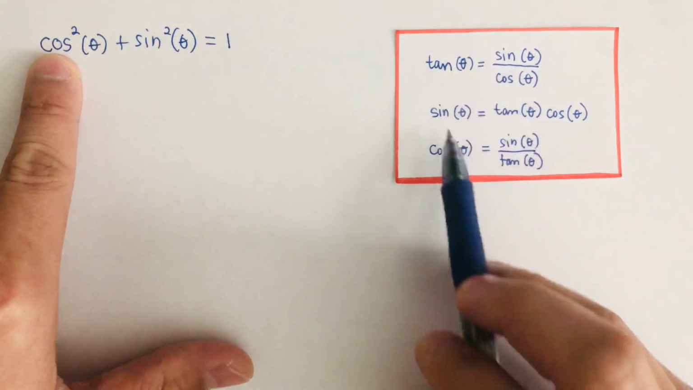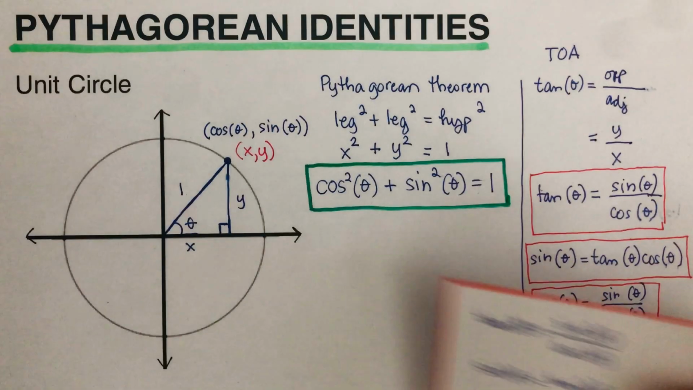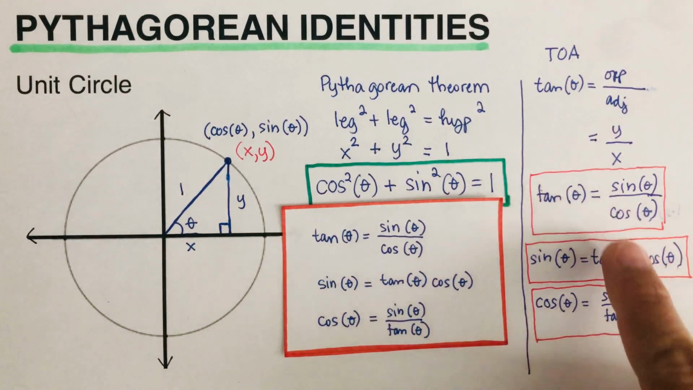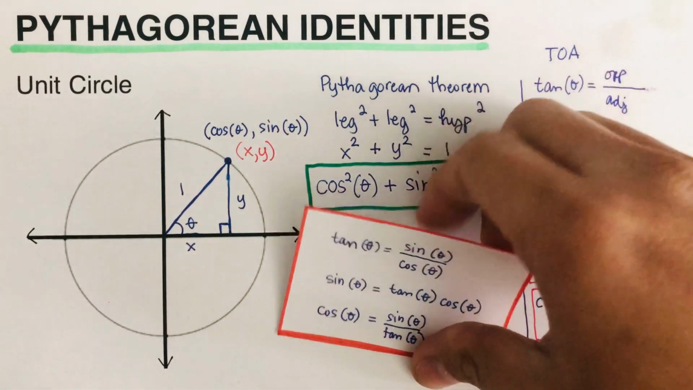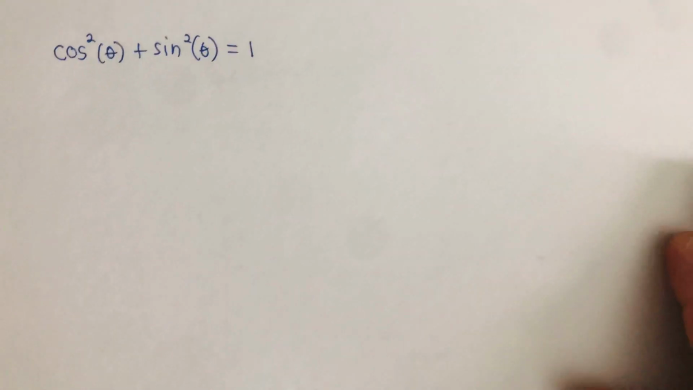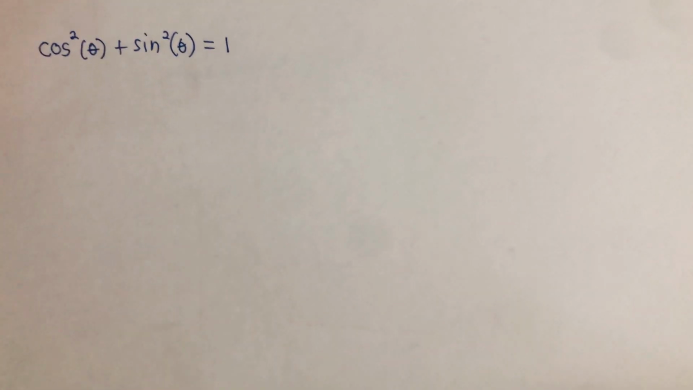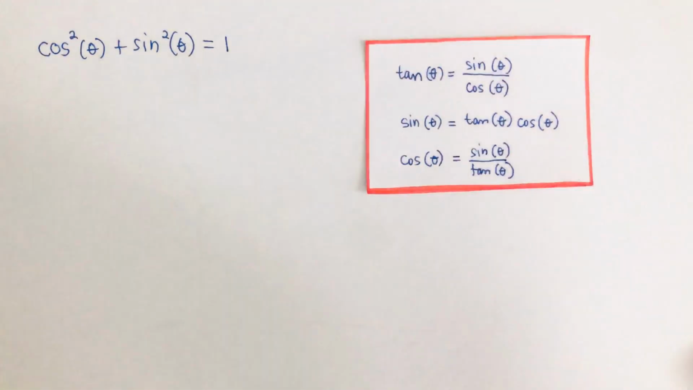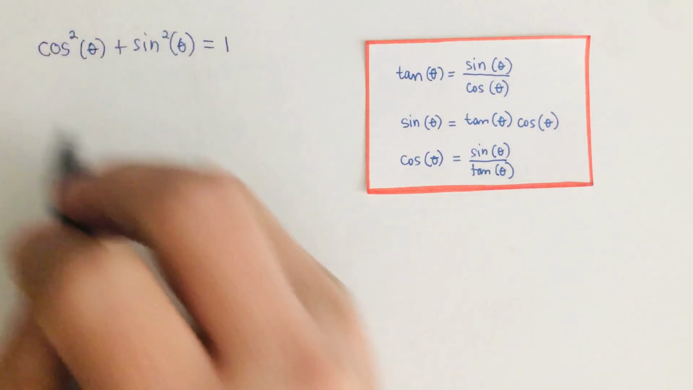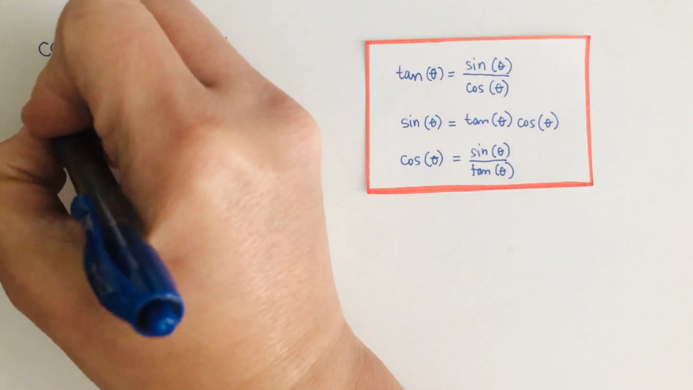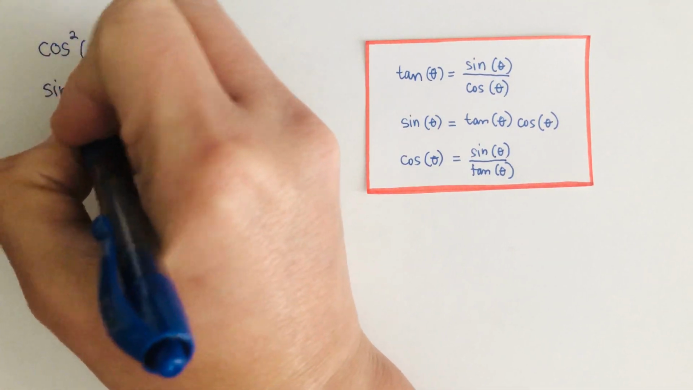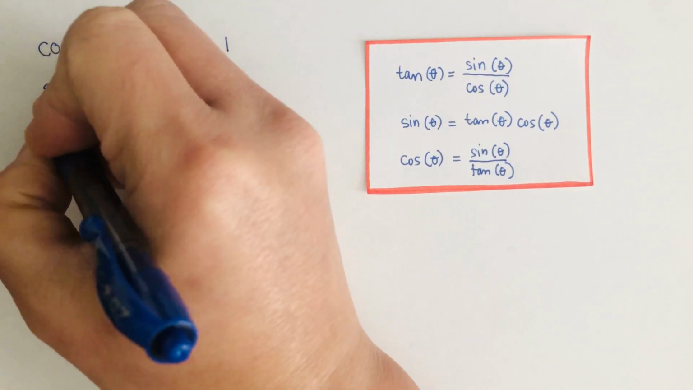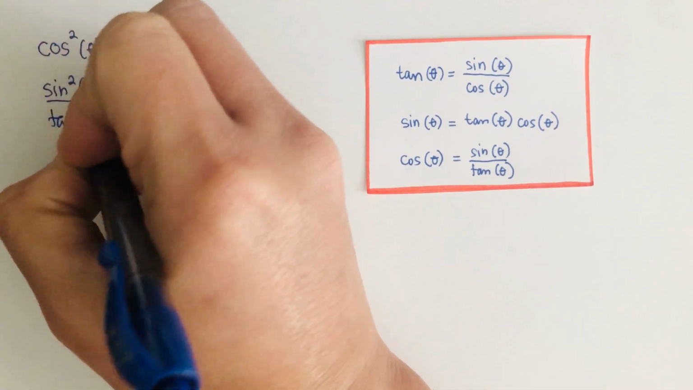Again, others are going to say, where did you get these three equations from? We had that in the first slide right here, so I just copied it. So what we are going to do now is replace the cosine squared with this third equation that we got right here. So instead of cosine squared, we're going to replace this with sine squared theta over tangent squared theta.